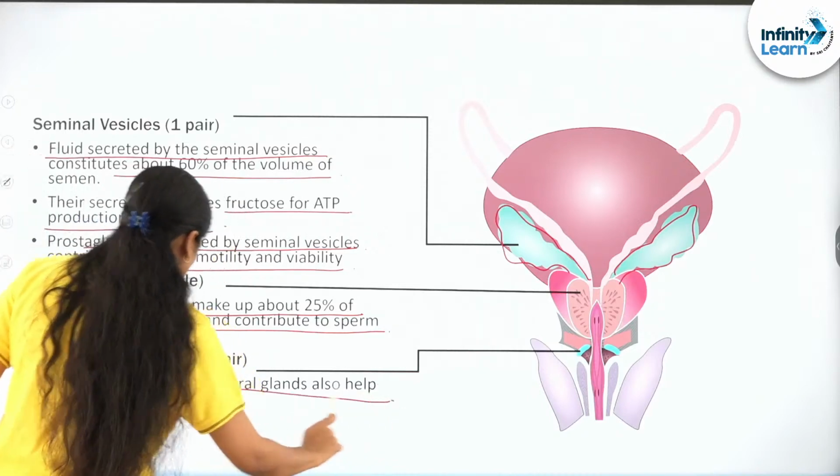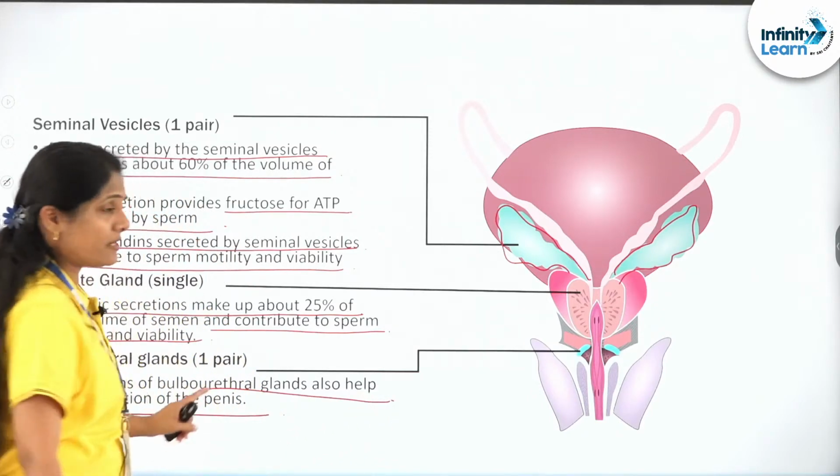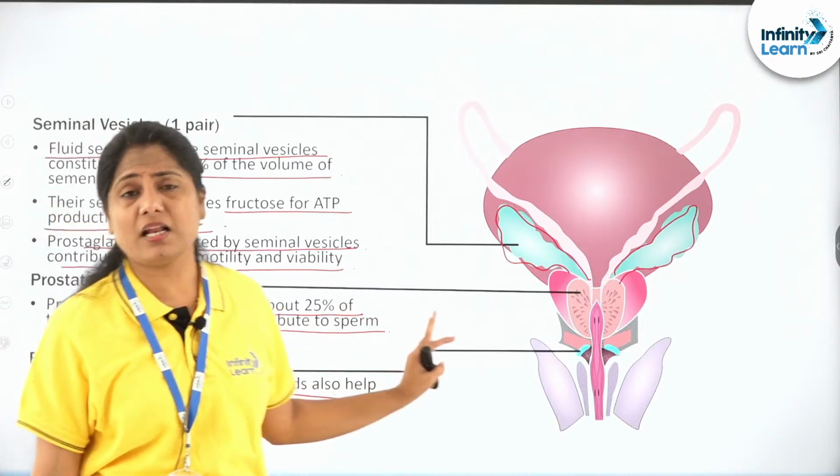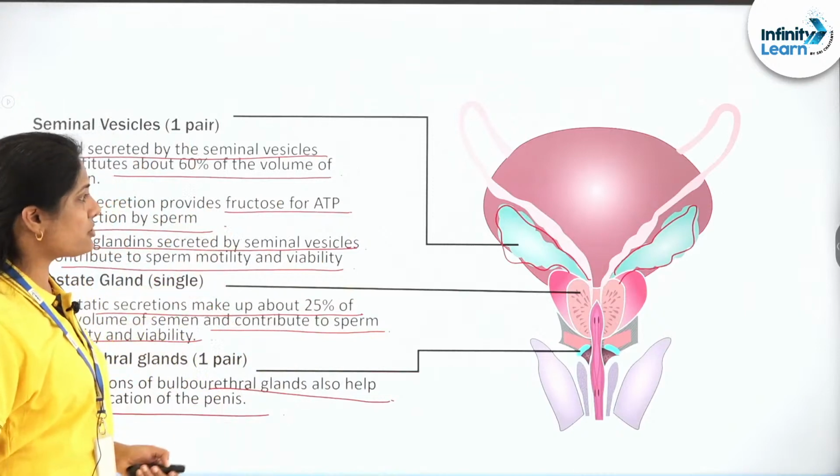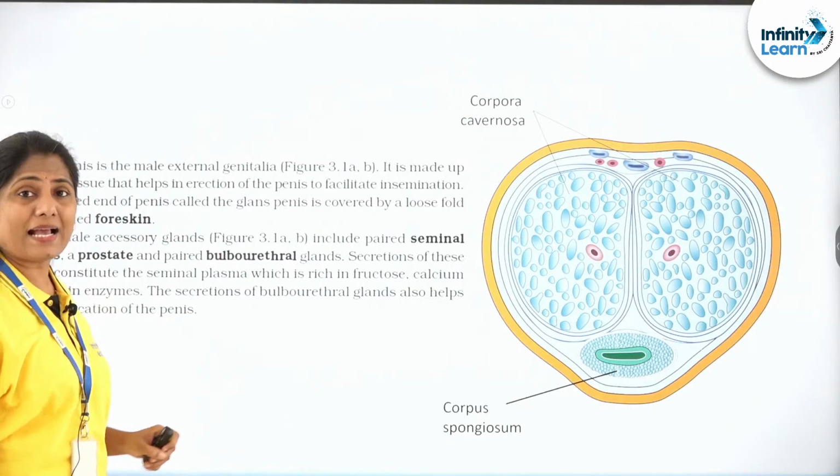Bulbourethral glands also help in the lubrication of the penis. I told you, straight NCERT line, quite important, right? So these are the functions of the accessory glands.